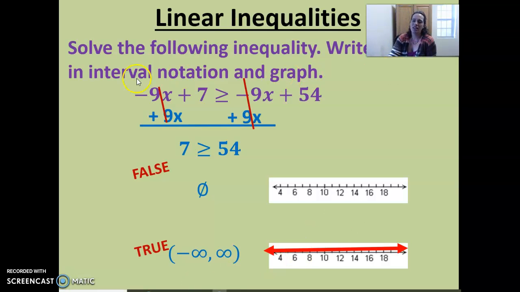So if your x's drop out, you are going to find yourself in either a false statement, meaning no solution, empty graph, or if it were a true statement, then everything gets to count. Everything is an answer. So know that stuff.